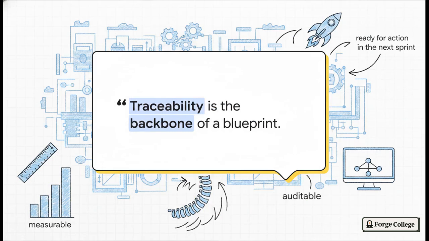I want to leave you with this core thought. Traceability is the backbone of a credible blueprint. Ultimately, this document you've worked so hard on isn't some academic encyclopedia that's just going to gather dust on a digital shelf. It is a living, breathing spec. It makes your design auditable, measurable, and completely ready for action in the very next sprint.